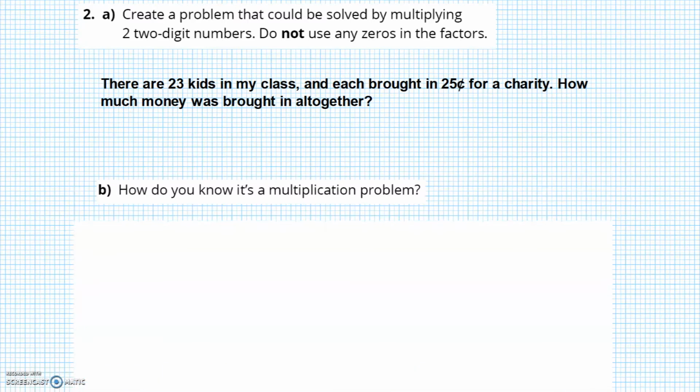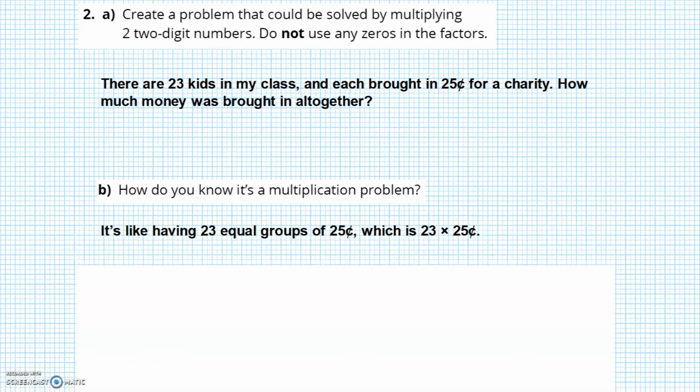The next thing I'm asked to do is to answer the question: how do I know that it's a multiplication problem? Well, in this case, it's like having 23 equal groups of 25 cents.